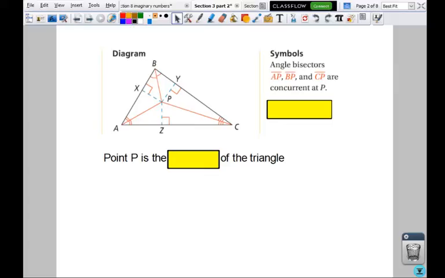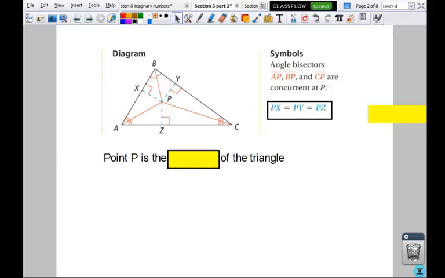So, angle bisectors are in the middle of an angle. They cut different angles in half. B and C. So, in this triangle, I've got 3 angle bisectors. I have AP, BP, and CP. That is a point of concurrency.